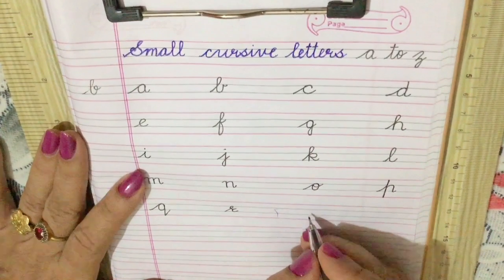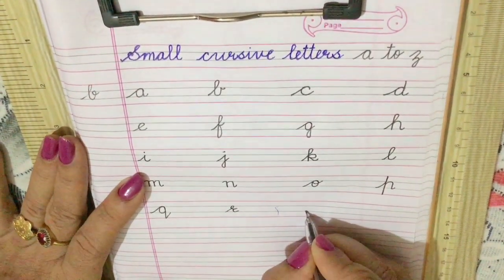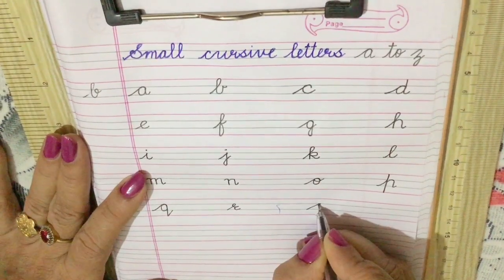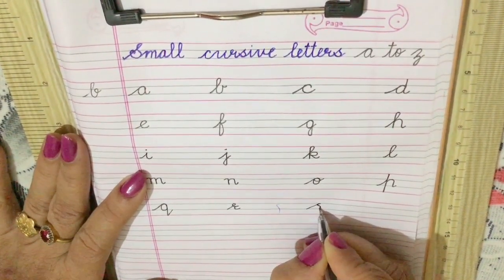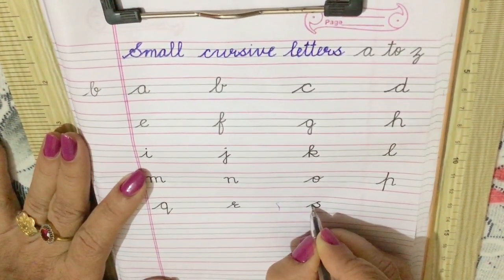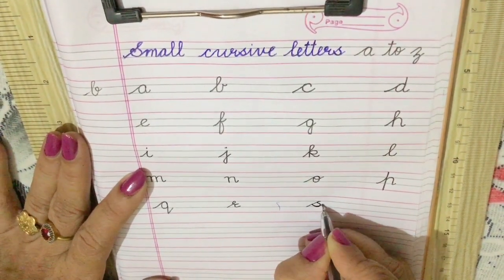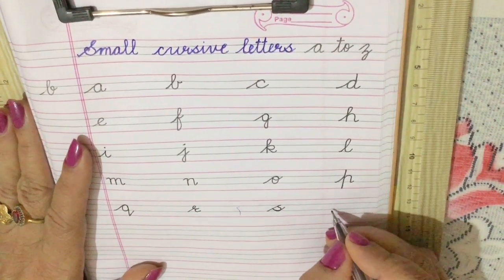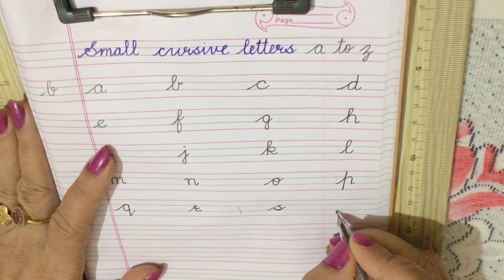After R, we'll write letter S. Again with the slanting stroke, go up, turn back, around, touch this line and go back and end with the tail. Letter S. After letter S, we'll write letter T.